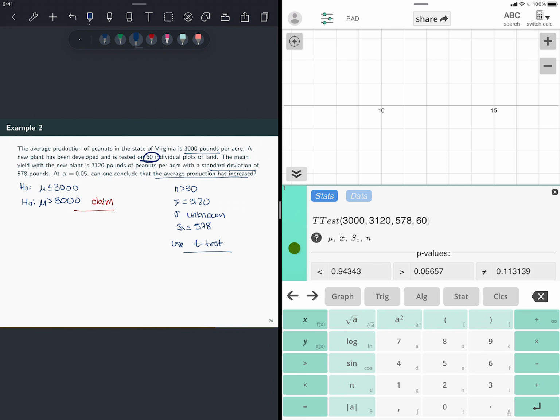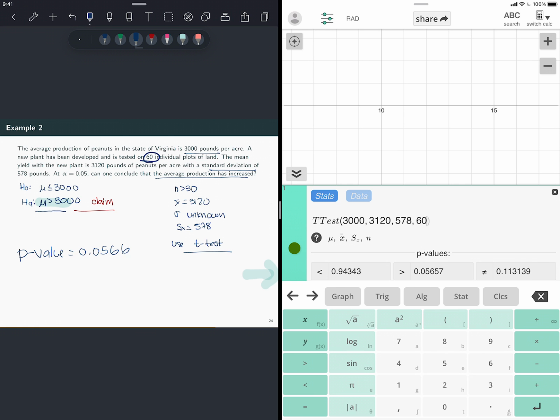So for my p-value, I always have to look at the direction of the alternative hypothesis. My alternative is given here as greater than. So I need to put it in this row right here, that's the three possible p-values. And because the alternative is greater than, it's the second value. So the p-value that I'm getting is 0.0566. I'm rounding to 4 decimals.